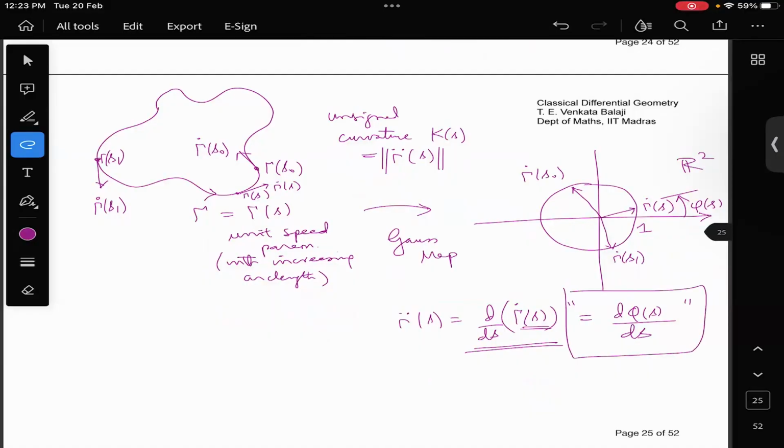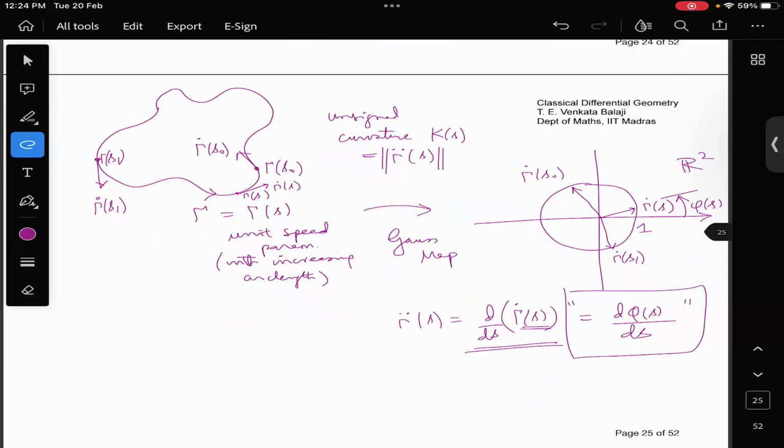So you are only measuring the rate of change of the tangent vector, but as far as the tangent vector is concerned, only the angle made by it with respect to a fixed direction is changing, the length is not changing. So essentially it should be the change in the angle.